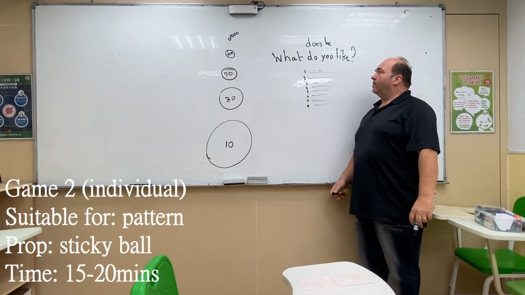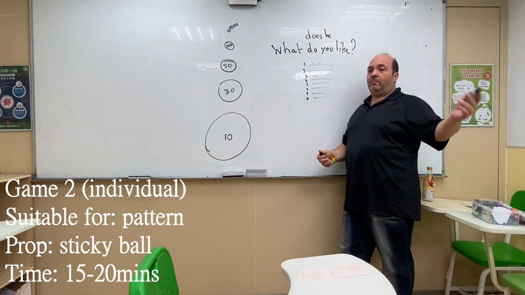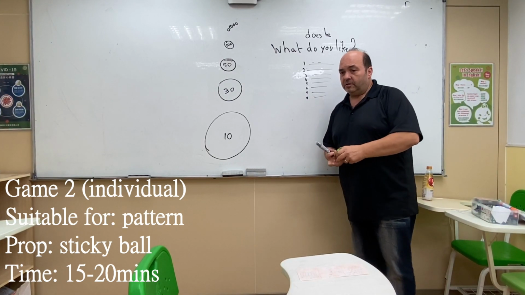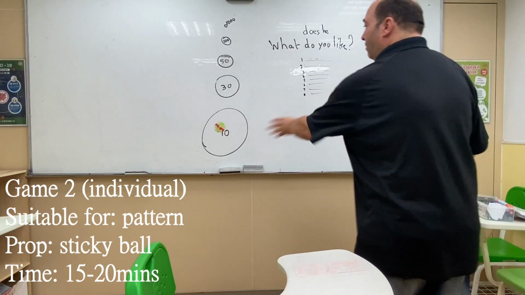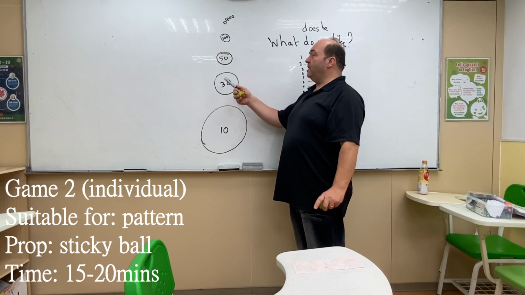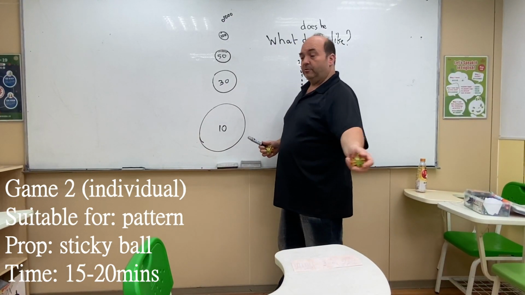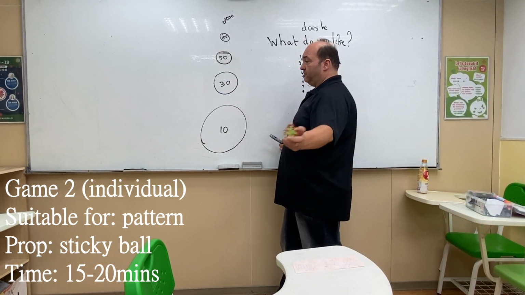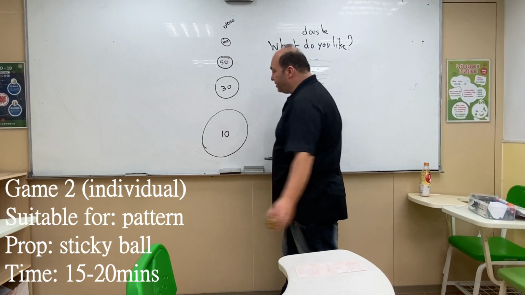So what do you like, or what does he like? Number 4. He likes blah blah blah. When they answer, they can throw. They have 5 chances. Once they hit 10, they can go to the next one. If they didn't hit 10, they lose 1 turn, they have 5 chances, okay? So the second time, oh, I didn't hit 10, so they have another chance, okay.